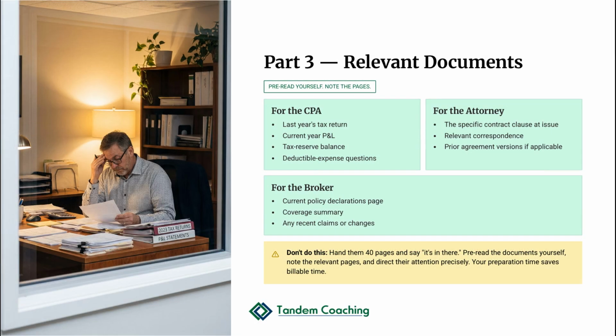Documents go ahead of the call, pre-read by you with the relevant pages flagged. For a CPA conversation, that means last year's return, the year-to-date P&L, the tax reserve balance, and the deductible expense decisions you want made. For an attorney conversation, it means the single contract clause at issue, not the 40-page agreement around it. For a broker conversation, it means the current policy's declarations page if renewal is on the table.